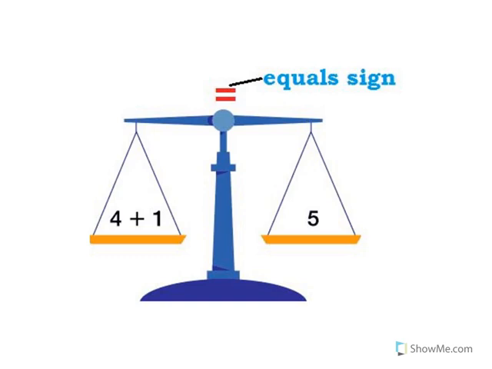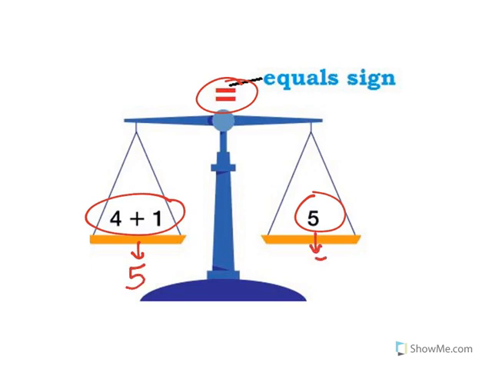In front of you, you have a balance beam. And as you can see, they are both equal. Everything on the left is equal to everything on the right. Even though it looks a little different, they're equivalent. 4 plus 1 is 5, and on this side you have 5, so they're equal.